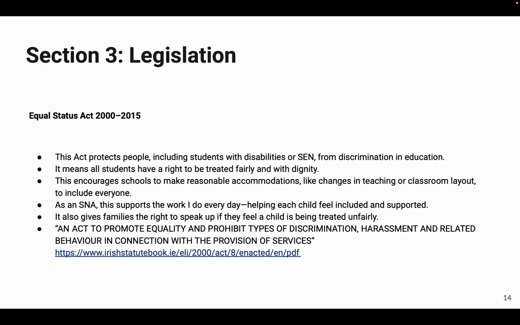An act to promote equality and prohibit types of discrimination, harassment, and related behaviours in connection with the provision of services. Is my quote.